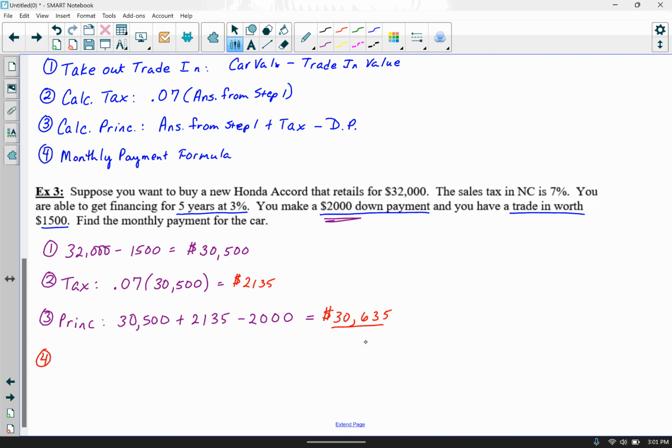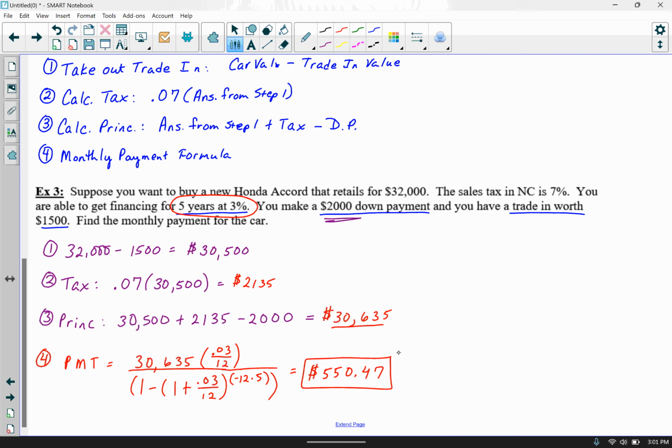Okay. So a monthly payment is going to be equal to the amount that we are going to finance, our $30,635, times our rate. So this is where the 3% comes into play. You're qualified for 3%, so 0.03 divided by 12, close parentheses, and we'll divide by parentheses 1 minus, parentheses 1 plus your rate, 0.03 divided by 12, close it, raise it to negative 12 times 5, close it, and that would put you at a car payment of $550.47.